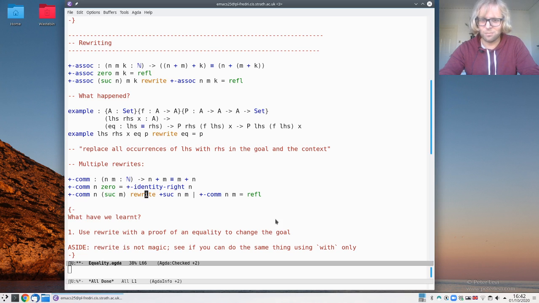And as an aside, there's nothing magical about this rewrite. You can do the same thing with with, and with in turn is also nothing magical. You can always desugar this into something that's not using these features. That could be something fun for you to think about if you want.